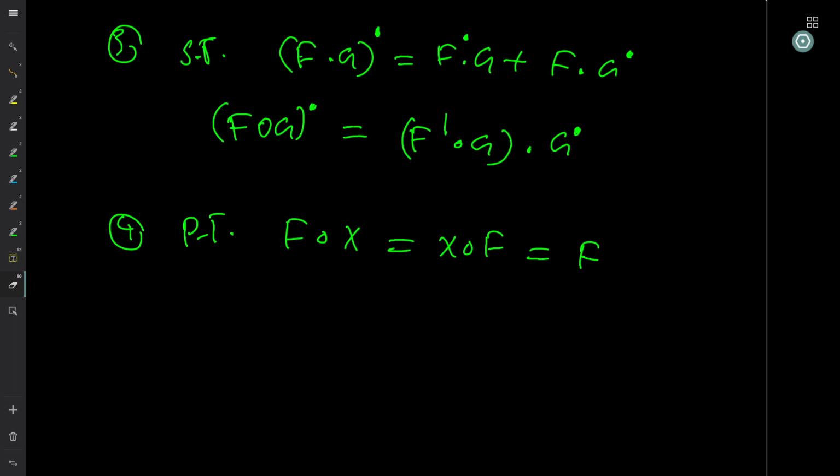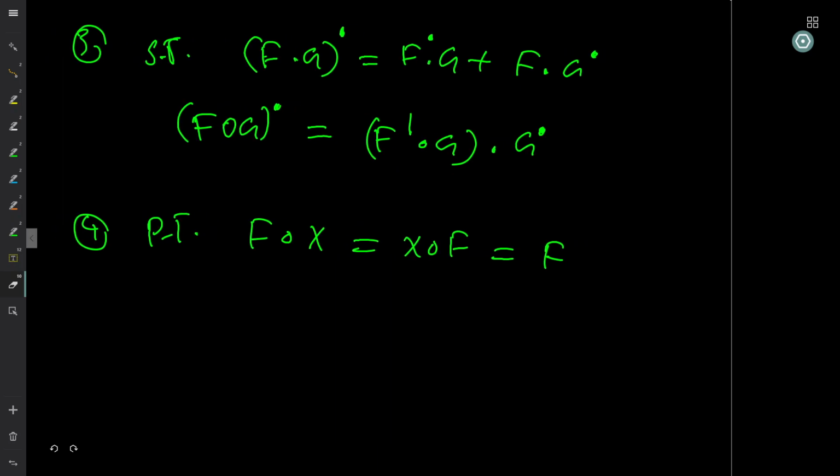Now, prove that f composition x, where x is the species of singleton, is equal to x composition f, which is equal to f itself. So therefore, for composition, x is the unit. Okay, I think that is it.